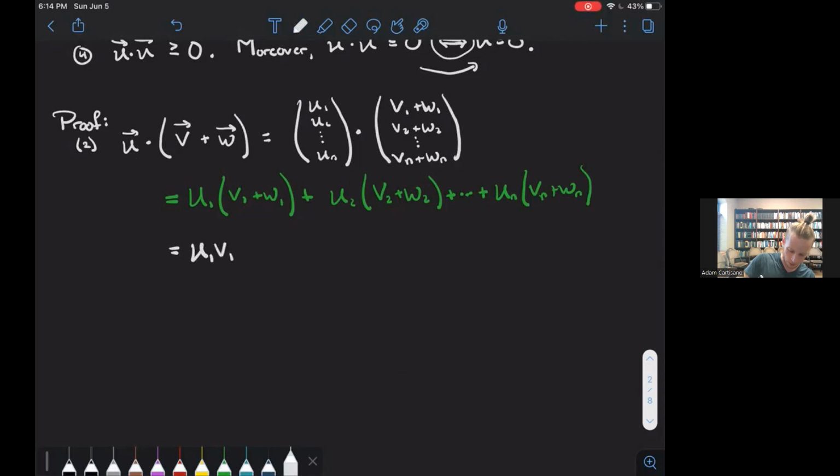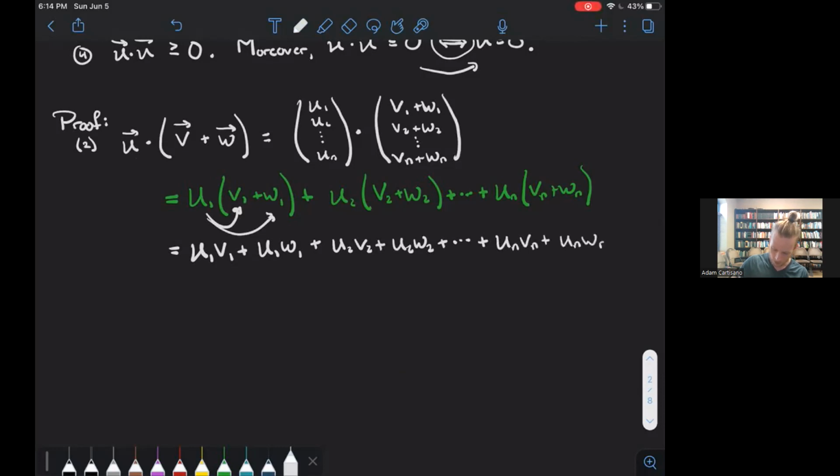u1 v1 plus u1 w1 plus u2 v2 plus u2 w2, and so on, right? I just apply the distributive property to every single term in the green sum, all the way up to un vn plus un wn.